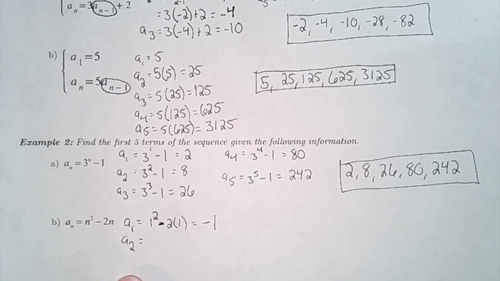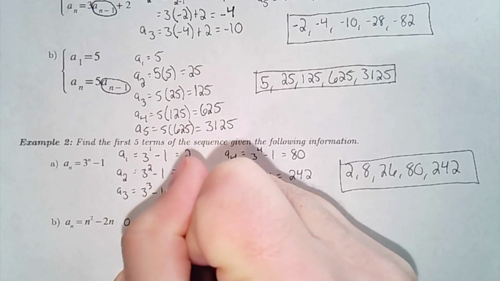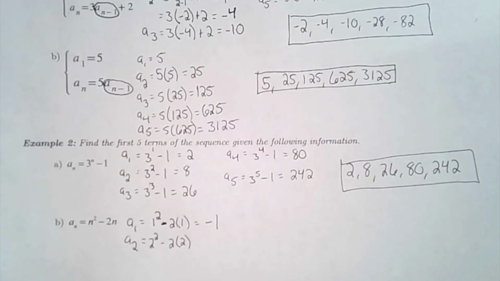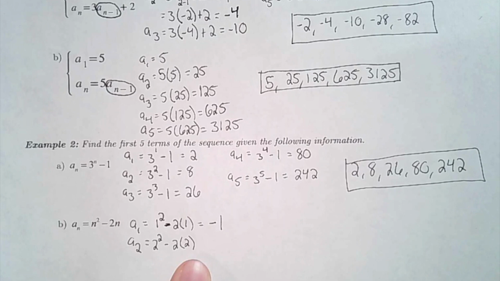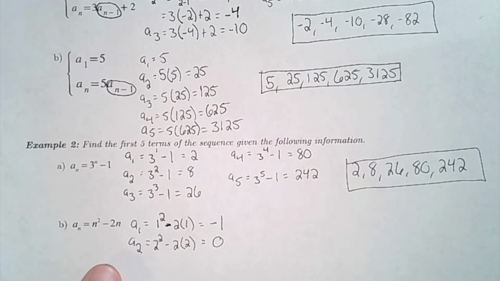A sub 2, I'm going to plug in a 2. So I'm going to plug in 2 squared minus 2 times 2. Well, 2 squared is 4. 2 times 2 is also 4. 4 minus 4 is 0. And we'll go to the next one.